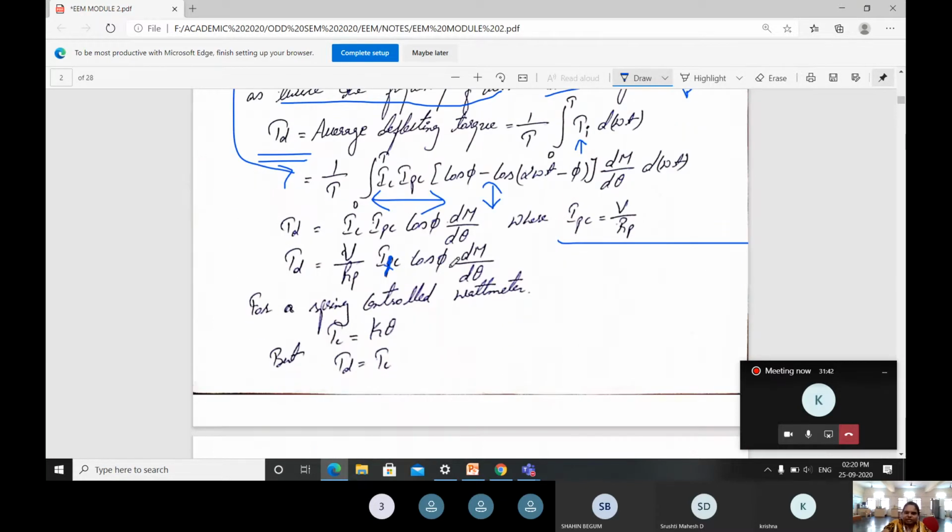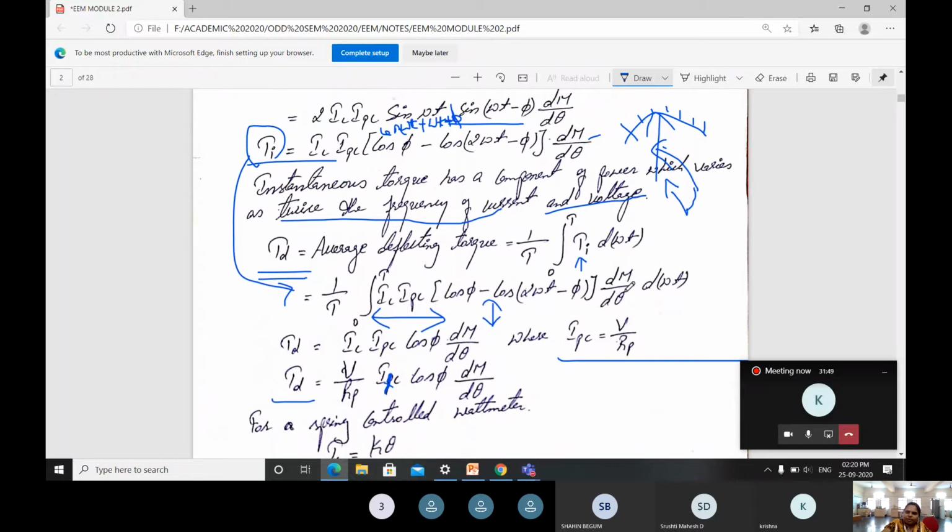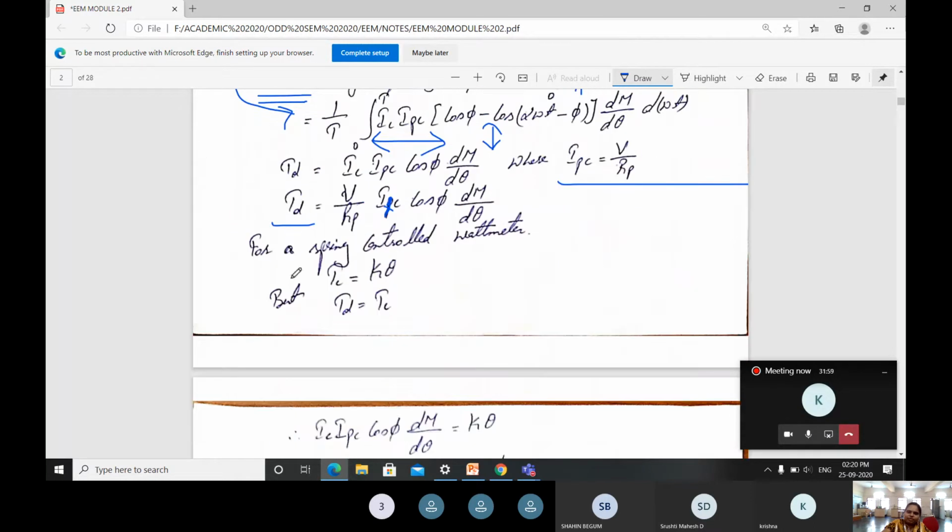Okay. Then this is about what we got for the average deflection torque. Then what is the construction of the needle? It is again connected to the spring, so that it's going to be deflecting. That torsion we have to calculate now. That's why here it is taken for a spring controlled wattmeter. For a spring controlled wattmeter, the torque TC is going to be taken as K into theta.